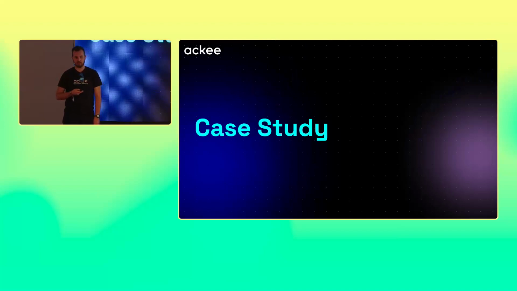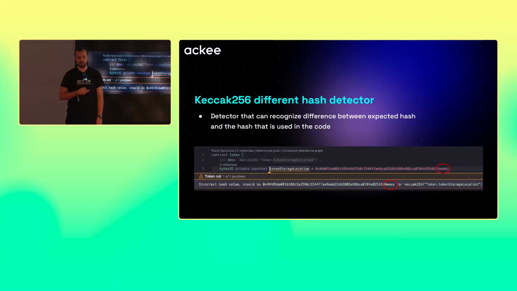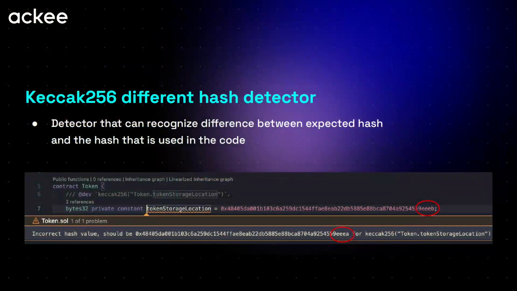To explain it better, we have a case study, and it will be about a detector that is called Keccak256 different hash, which can be kind of a confusing name, but what it is doing is pretty simple. The detector can recognize the difference between the expected hash and the hash that is used in the code.